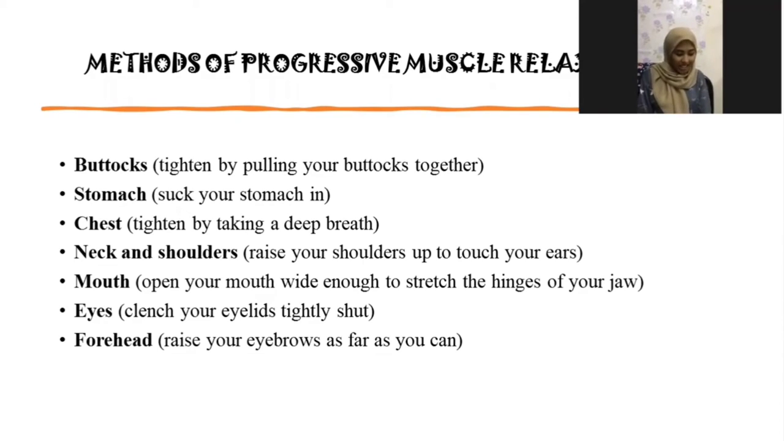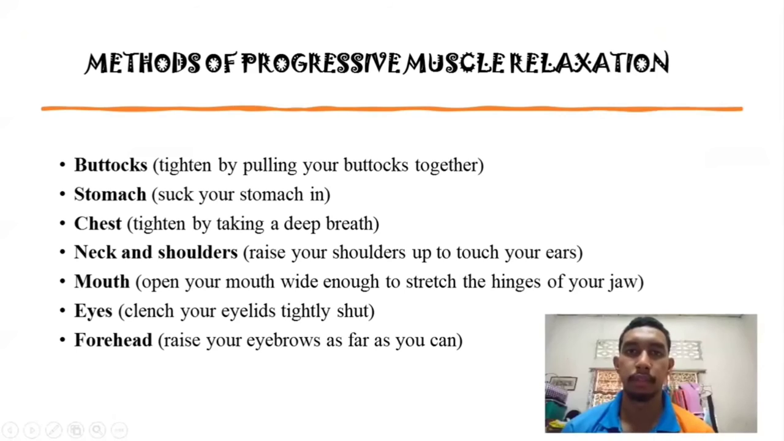Third, chest. Tighten by taking a deep breath. Inhale and tighten your chest, hold, then exhale and let go. So next is the neck and shoulders. The exercise for your neck and shoulder is you have to uplift your shoulder until your shoulder is connected with your ears, or touch your ears. Just like that. That is for your neck and shoulders.